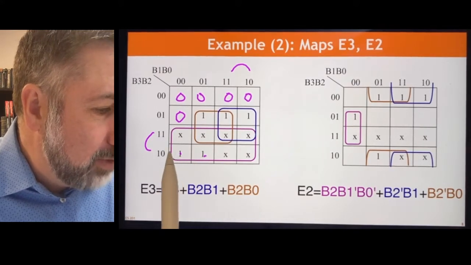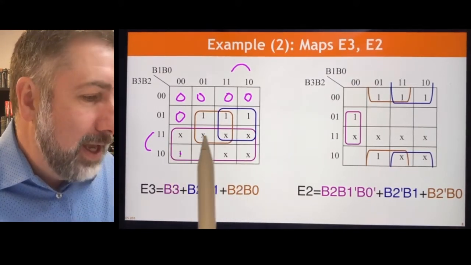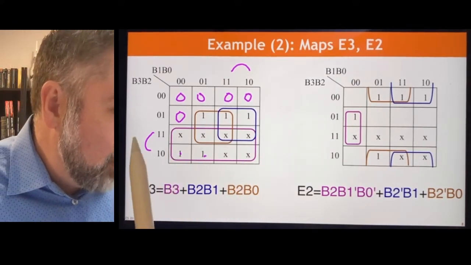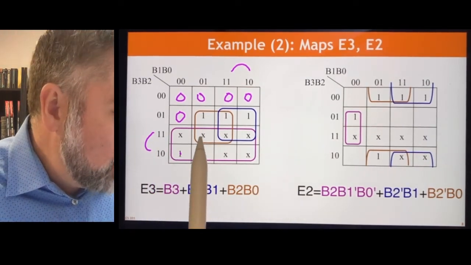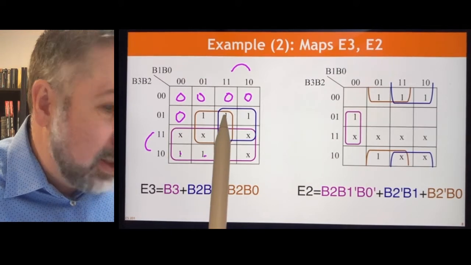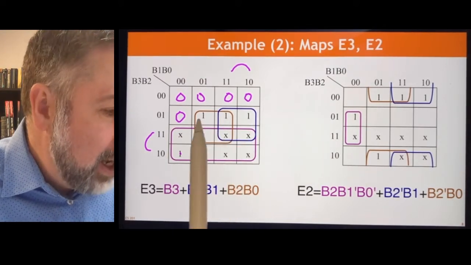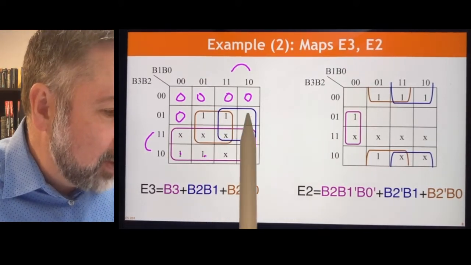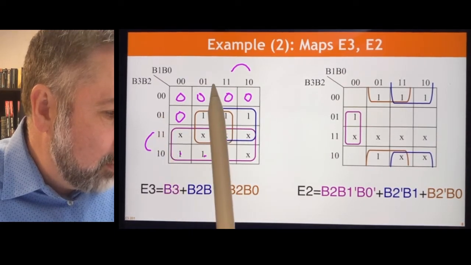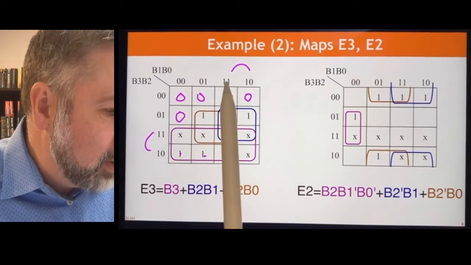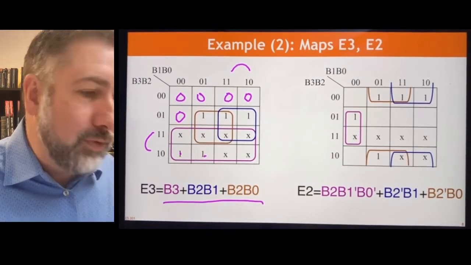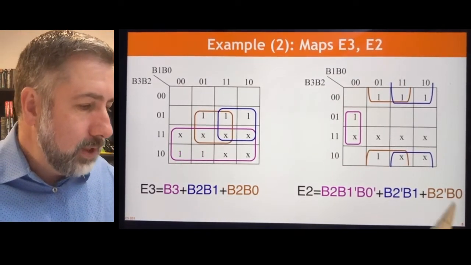So here we've got these prime implicants. These two ones can be grouped with all of these big x's, and that gives us the term B3. B3 is true for this whole group, so that's just B3. These two ones can be grouped with these two x's, and these two ones can be grouped with these two x's, and that gives us the groups B2, B1, that's here, and then B2, B0, this one here. So that's the solution for the first output.